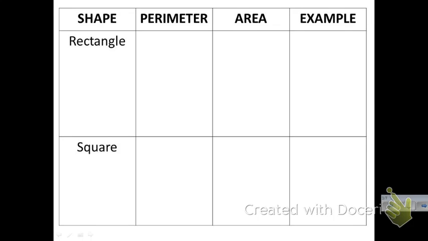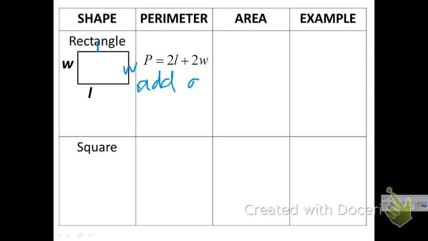So for a rectangle we have a shape like this. To find the perimeter you can either take 2L's, because these two are the same and those are the same, plus 2W, or simply you can just add all the sides. The area is length times width.